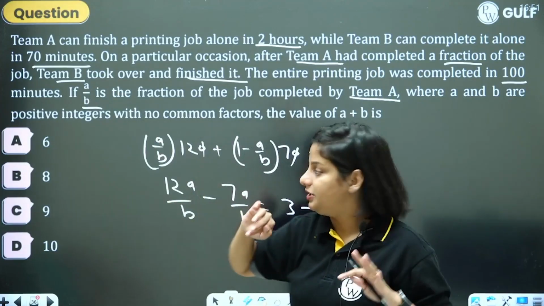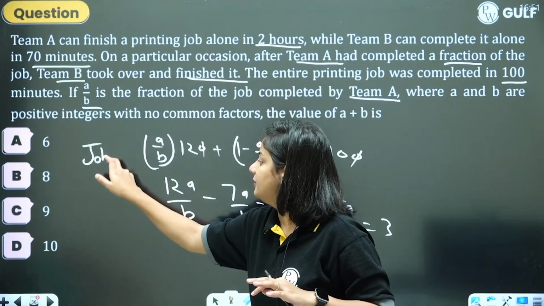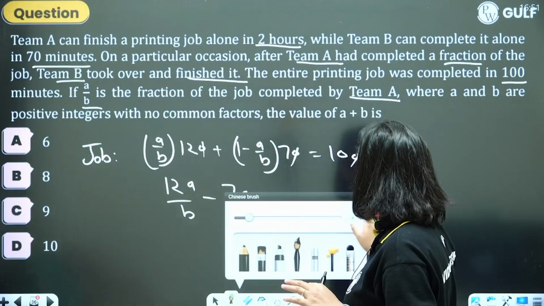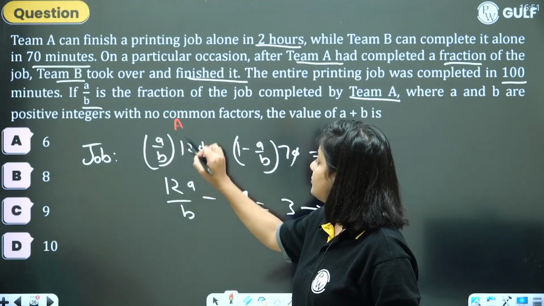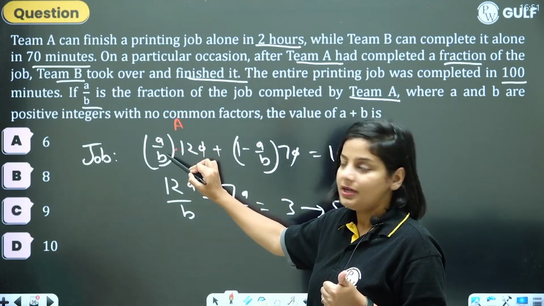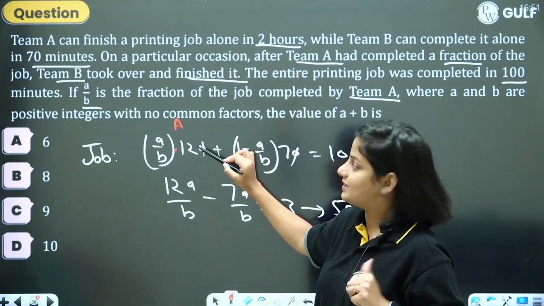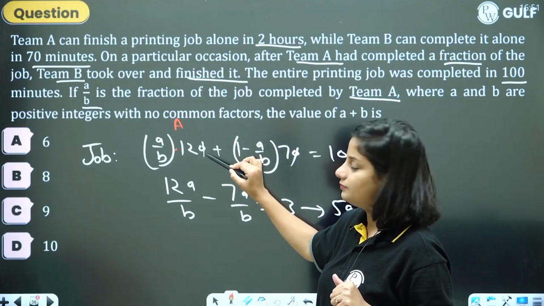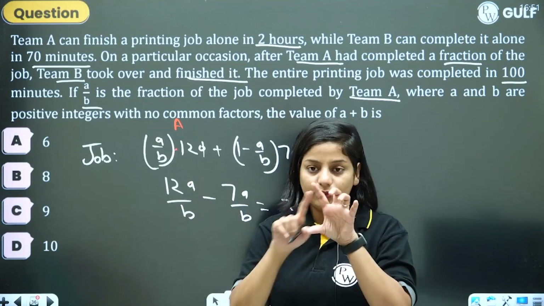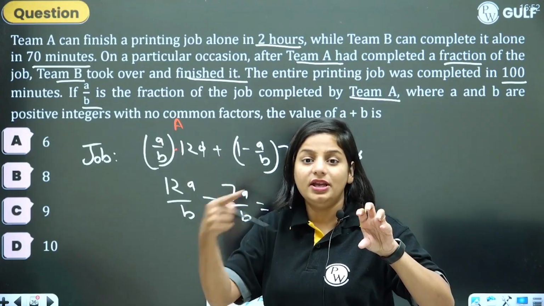Now in order to complete the work done by Team A, let's change the color, this color is boring, white. So Team A has done A by B of the job, and they took how much time? 2 hours. That is their work frequency, right? 2 hours, which is 120 minutes. Team B completed the remaining job. So the entire job was 1. A by B fraction was done by A. So the remaining will be done by B.